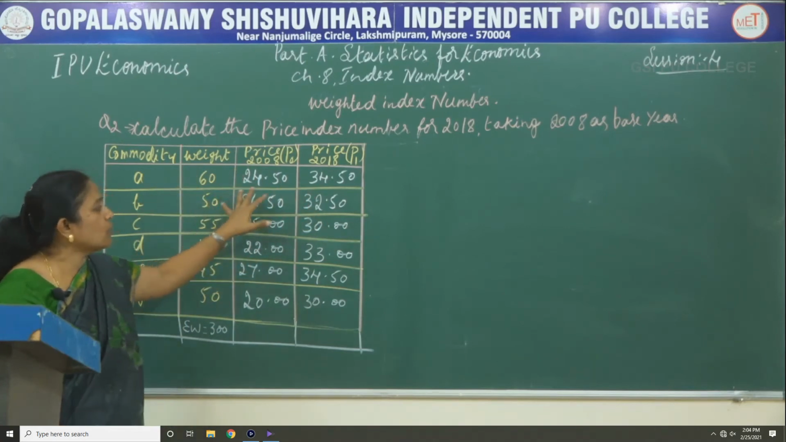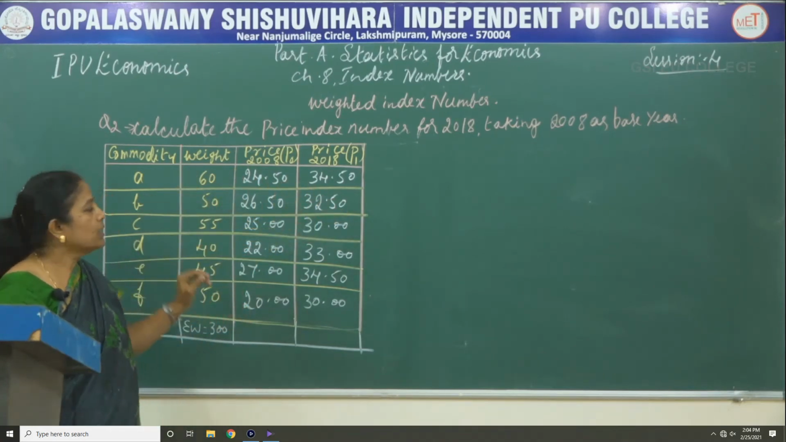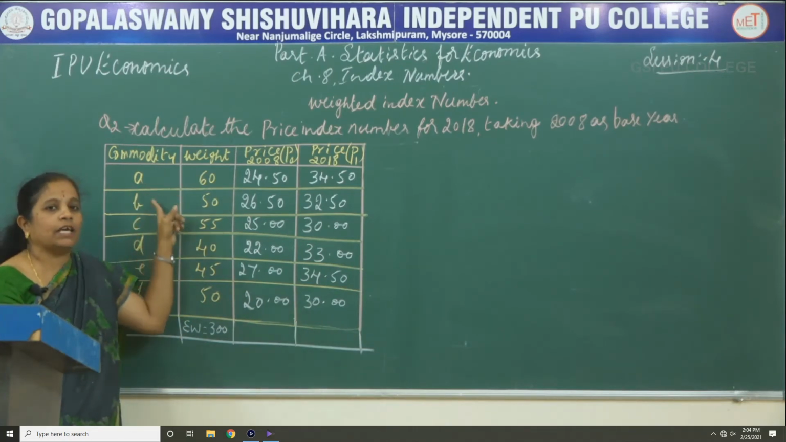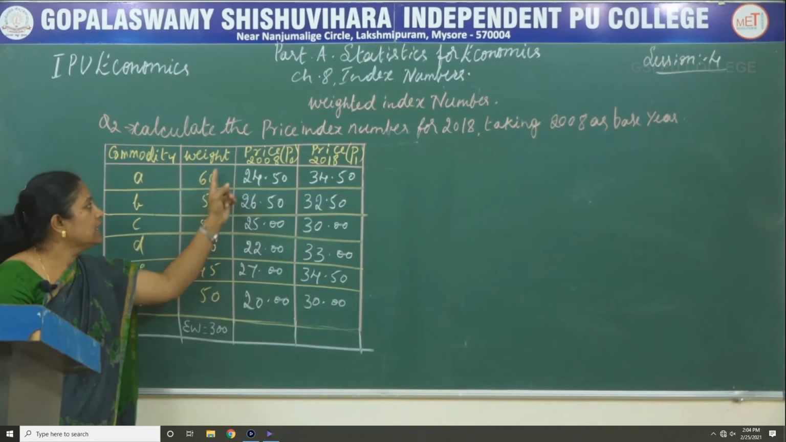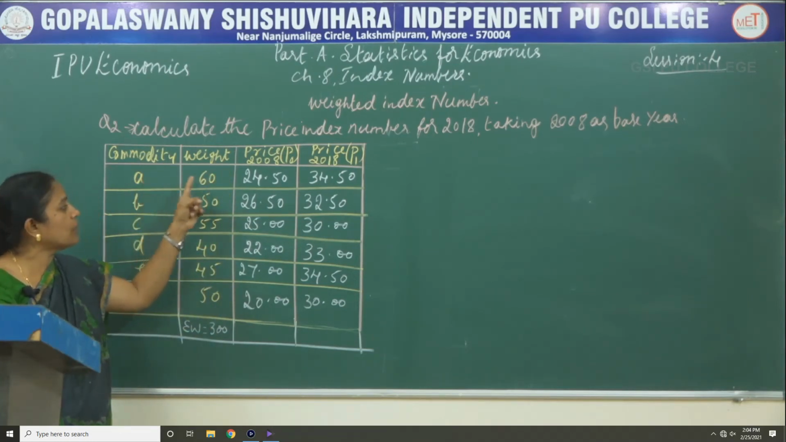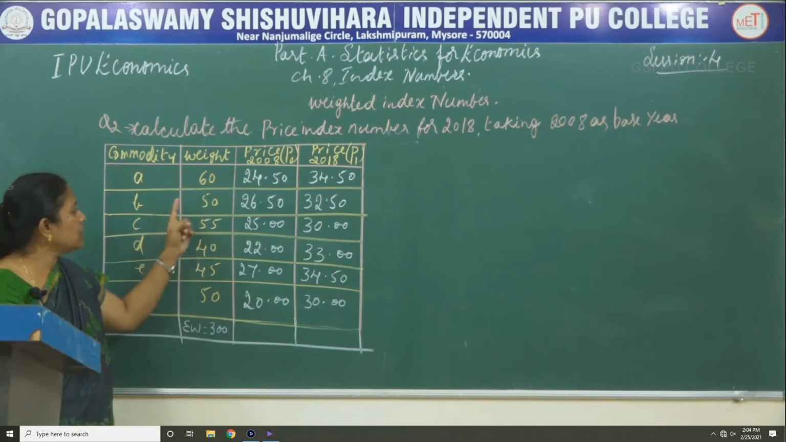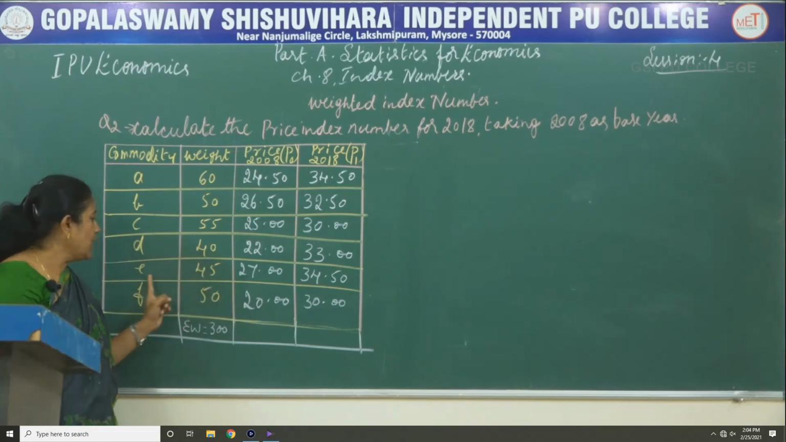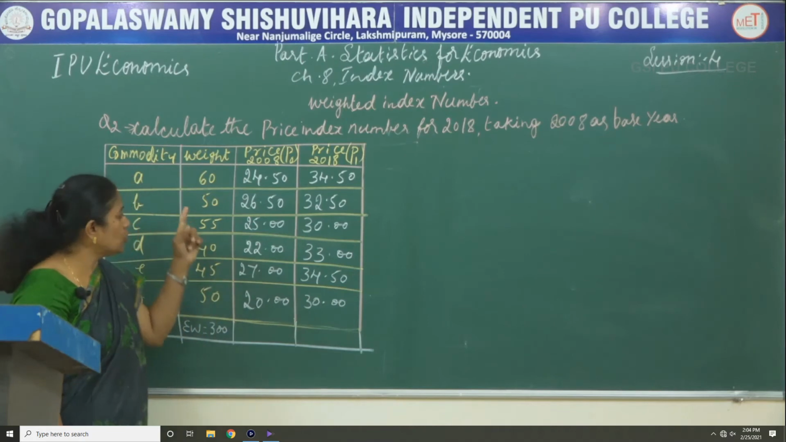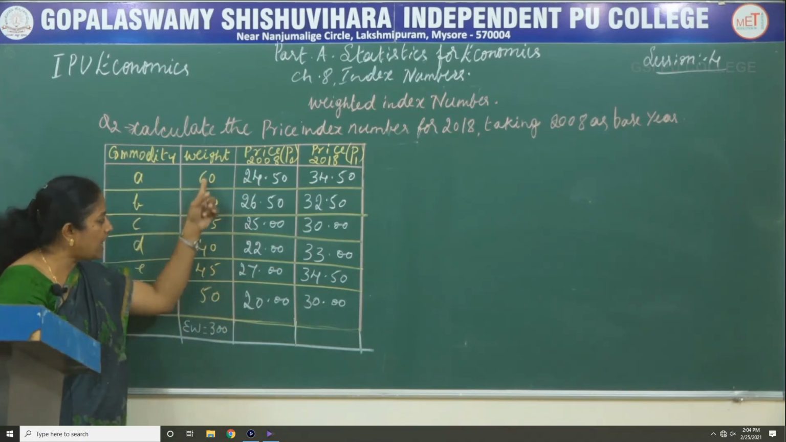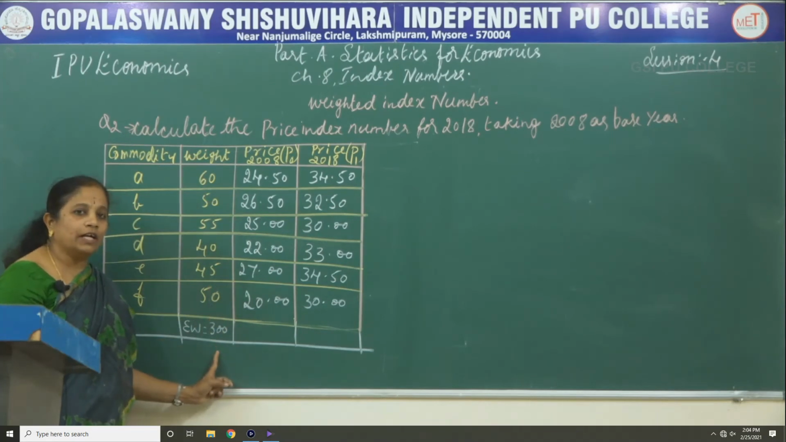So these are the 4 columns given in the problem. The first one is commodity. There are 6 commodities like A, B, C, D, E, F. Then the weights of each commodity is given. The weight for commodity A is 60, commodity B is 50, C is 55, for D it is 40, for E it is 45, and for F it is 50. So the total weight or sigma weight is 300. When we add all these we obtain 300.